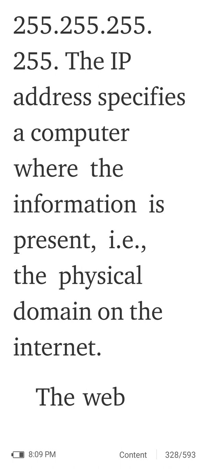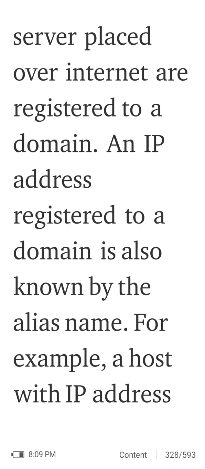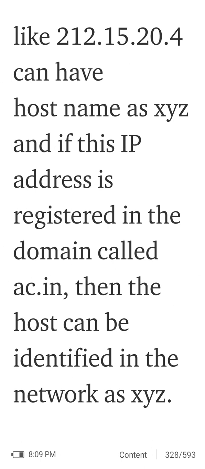The IP address specifies the computer where the information is present, the physical domain on the internet. The web servers placed over the internet are registered to a domain. An IP address registered to a domain is also known by an alias name. For example, a host with an IP address like this can have the host name XYZ, and if this IP address is registered in a domain called ac.in, then the host can be identified on the network as XYZ.ac.in.